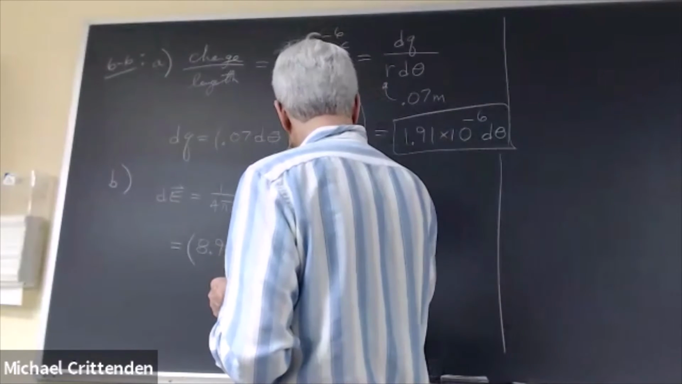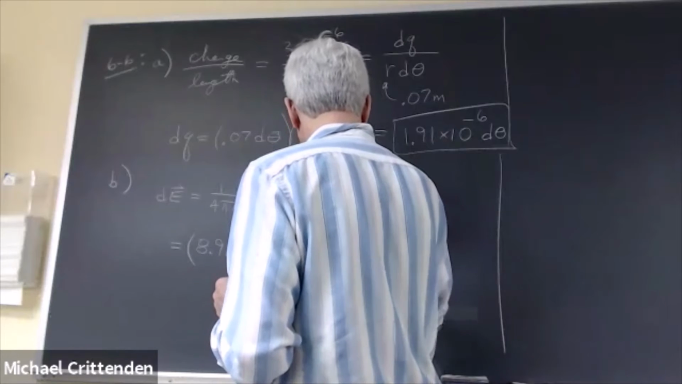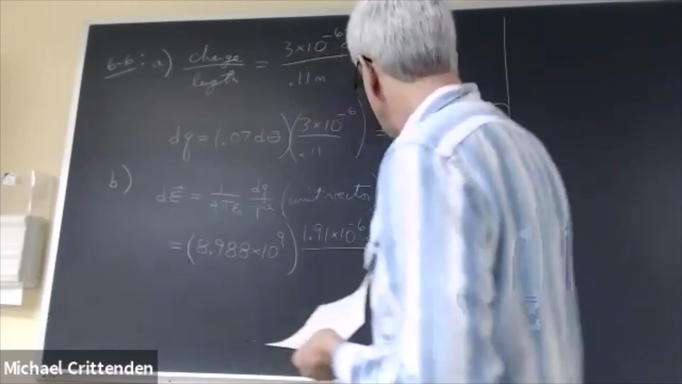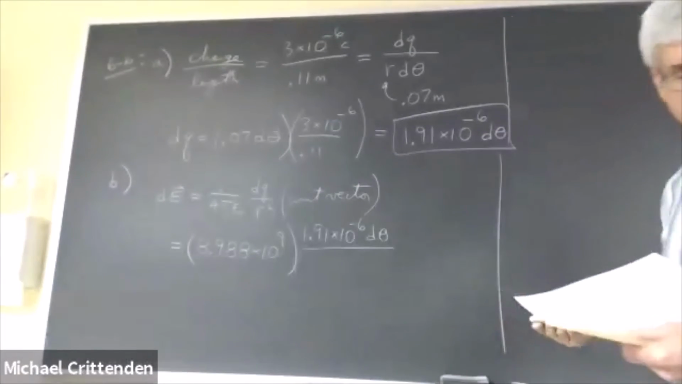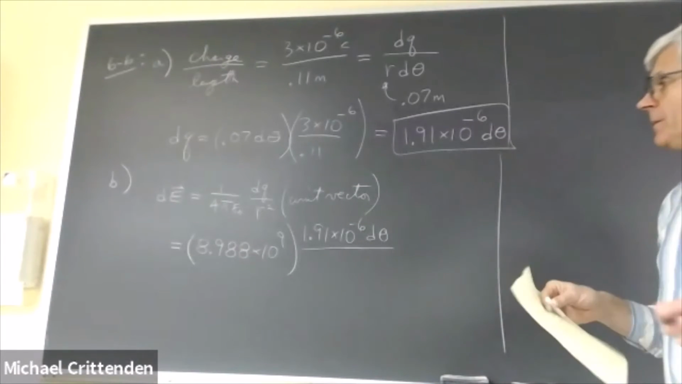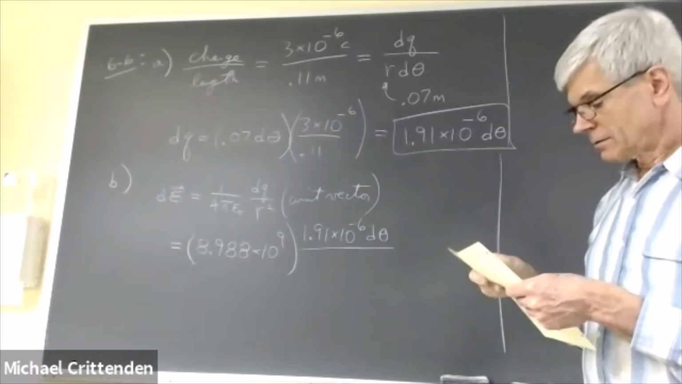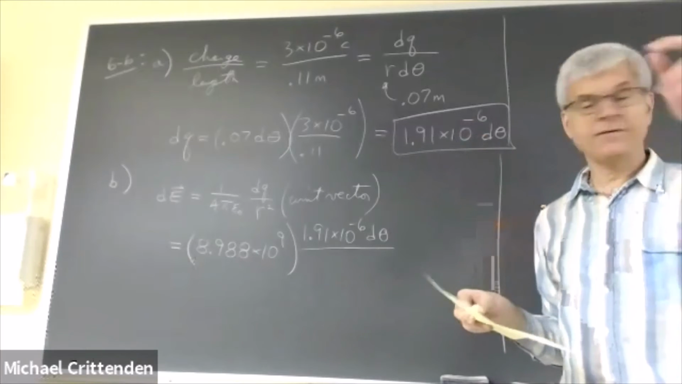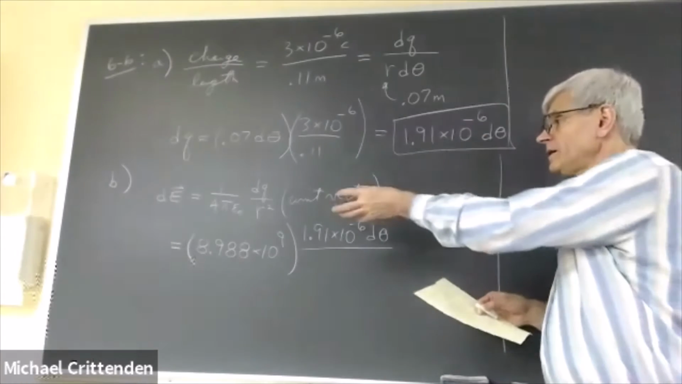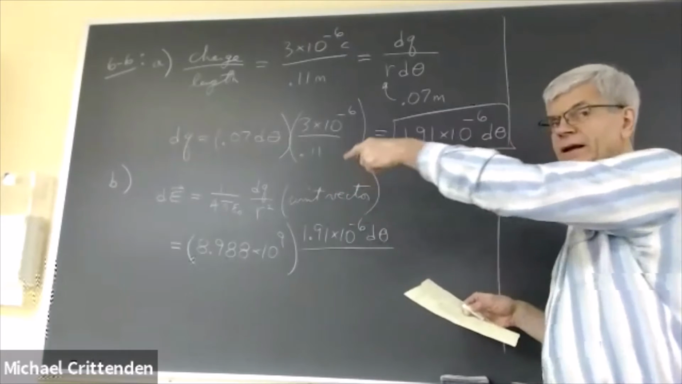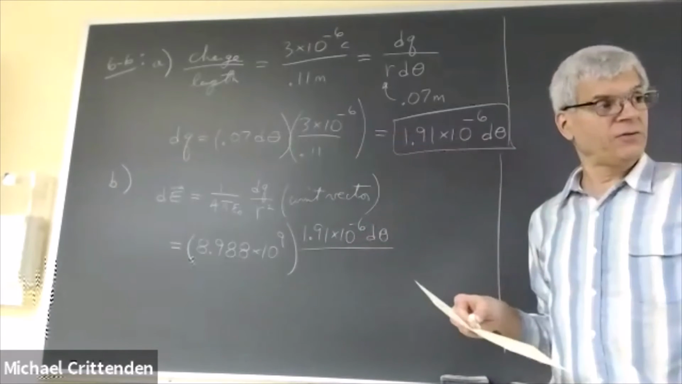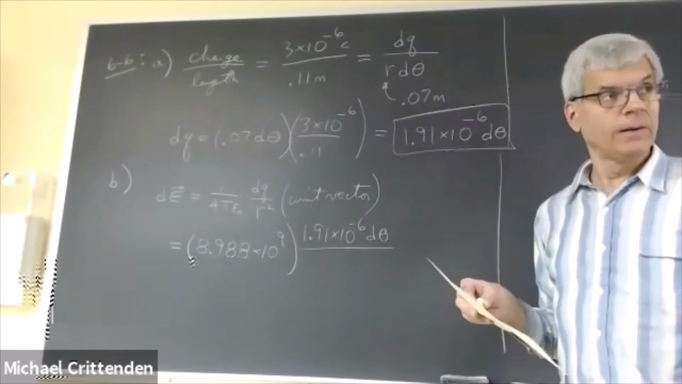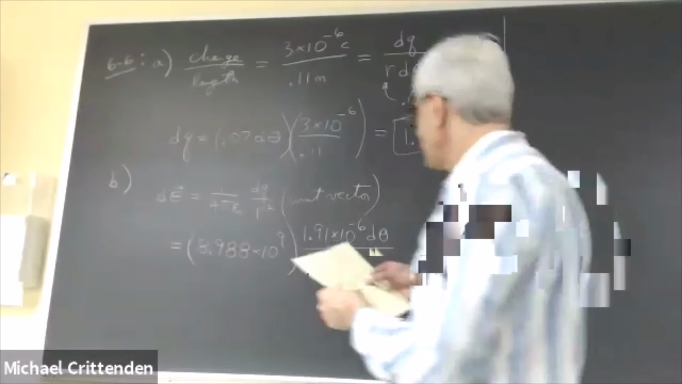dq is the thing I figured out in part A. And see, we needed this to get it in terms of d theta. You can't have an integral like cosine theta dq. Everything has to be in terms of the same variable. It's got to be cosine theta d theta. And so that's why you needed that.